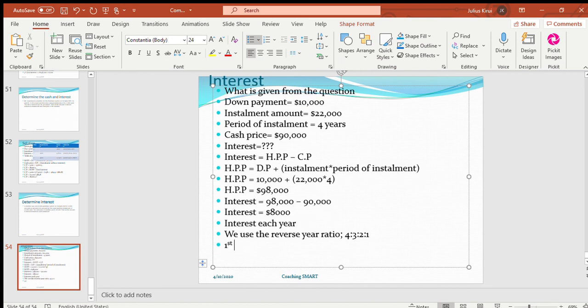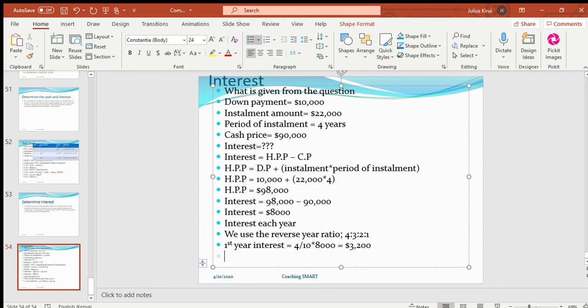First year, second year, you reverse them to 4:3:2:1. Now, how much is the interest for the first year? So first year interest, it is 4 plus 3 is 7 plus 2 is 9 plus 1, so it's over 10. You guys, why are you removing? 4/10 times what? 8,000. So what is the interest for the first year? $3,200 dollars.